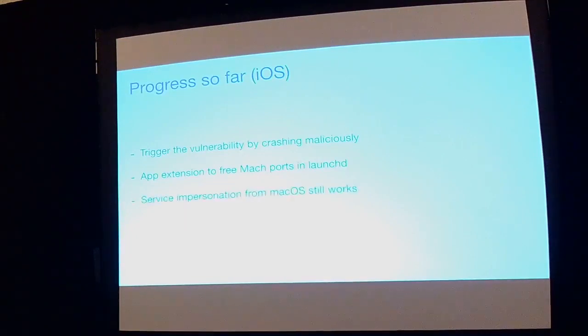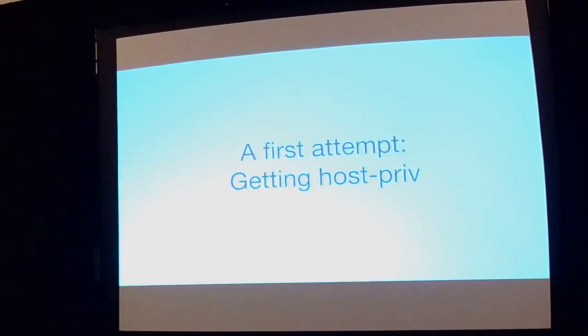And additionally, our service impersonation strategy from macOS actually still works perfectly on iOS. So we can just transplant all the code from macOS that did service impersonation, and it works directly on top of our new exploitation technique. So all that's really left is to figure out how to use service impersonation on iOS to elevate privileges. So let's look at a first attempt at how to use service impersonation to elevate privileges.